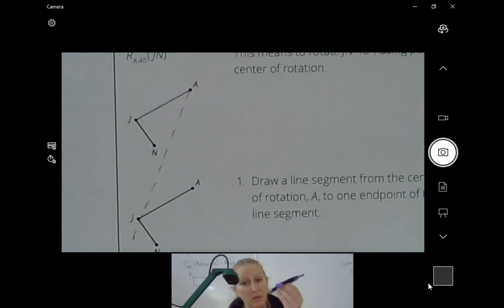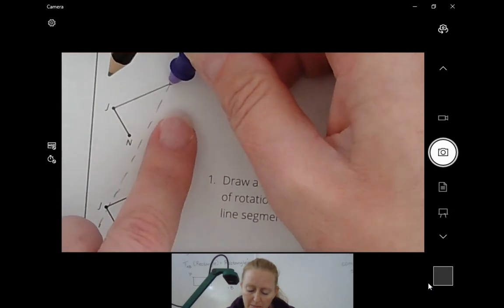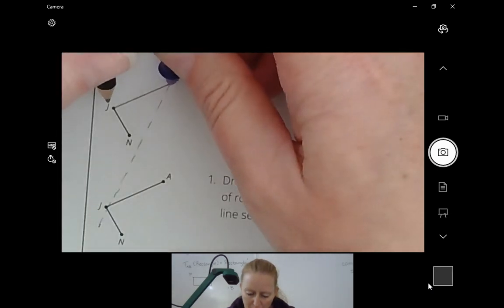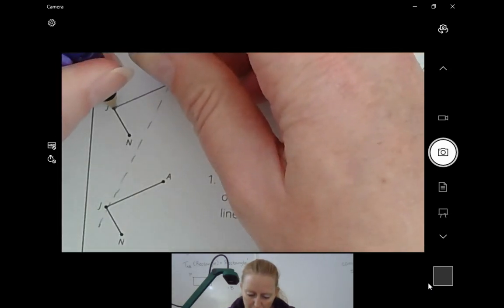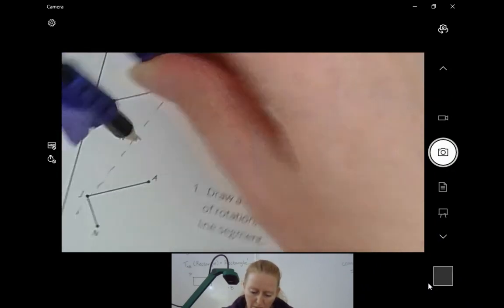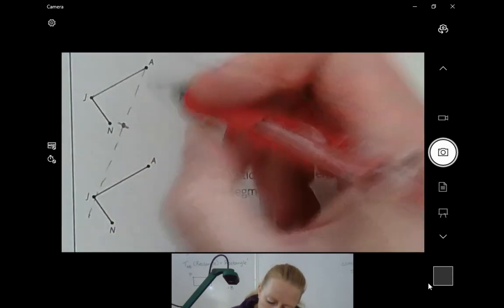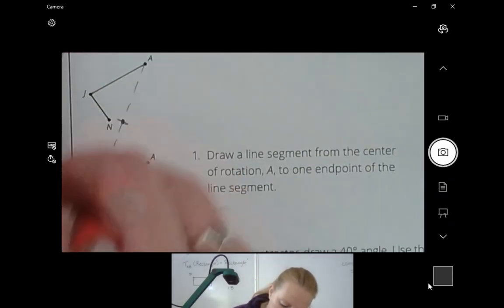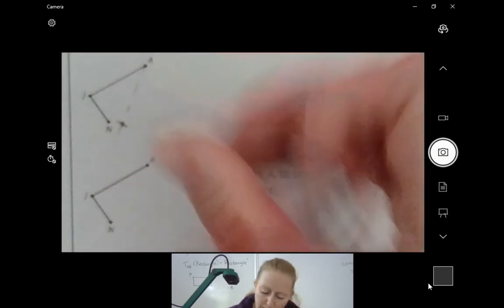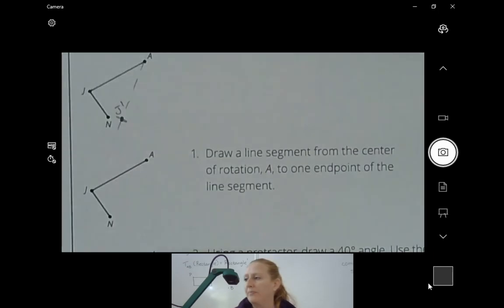So I'm going to use my compass, and I'm going to say, hey, you're not supposed to be that long. I'm going to put the point on A. I'm going to adjust my pencil so that it touches J. And then I'm just going to swing around and make a little mark. That's where my new point should be. And I can erase all the rest of this just because it's in the way. And look, there's J prime.